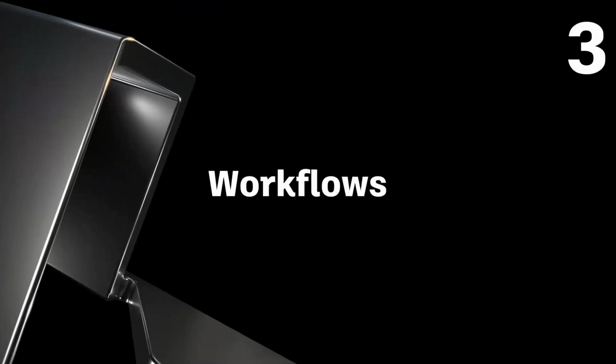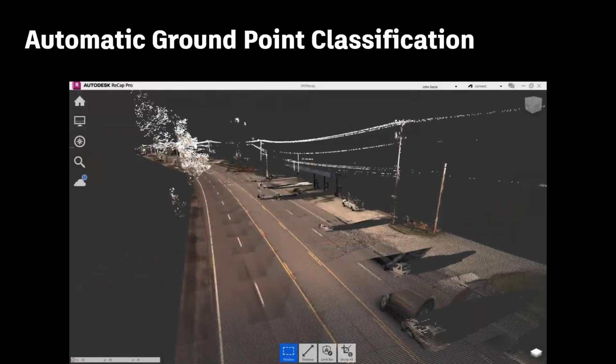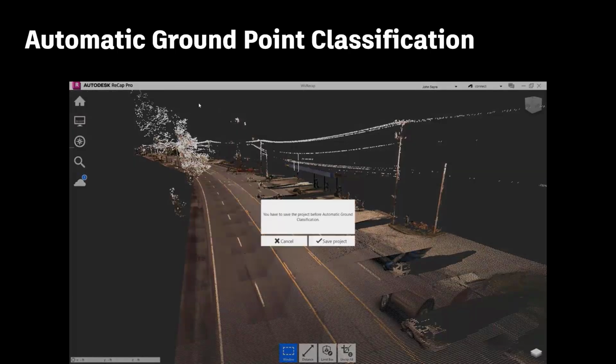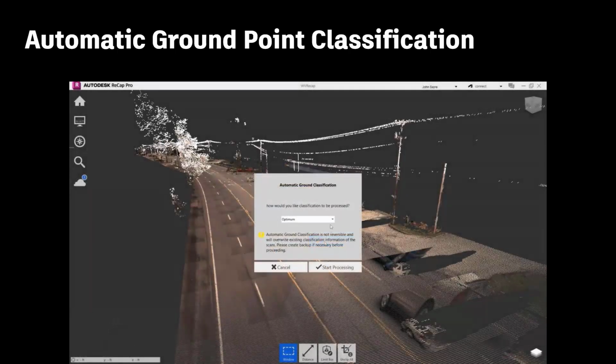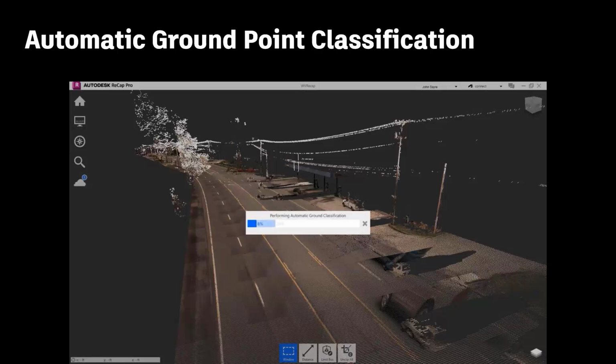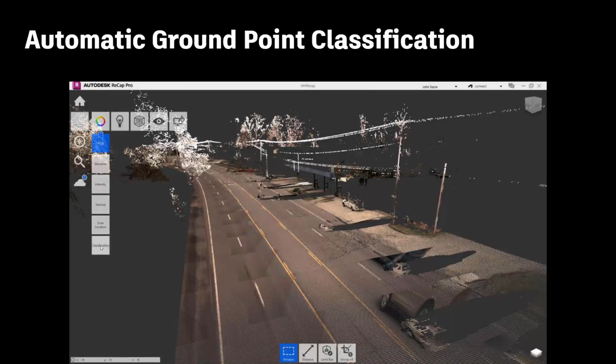Nice. Looking at some of the workflows here, automatic ground point classification was introduced not too long ago, probably about a year or so. The great thing about this is it automatically separates your ground points from the rest of the point cloud. So it takes all that surface information and delineates it from the utility poles, the noise of the cars as they're captured driving by, the vegetation, etc.